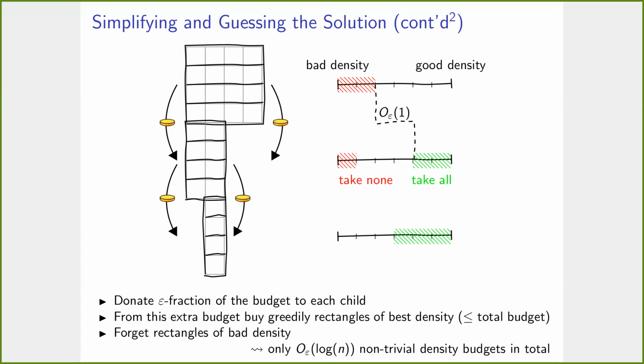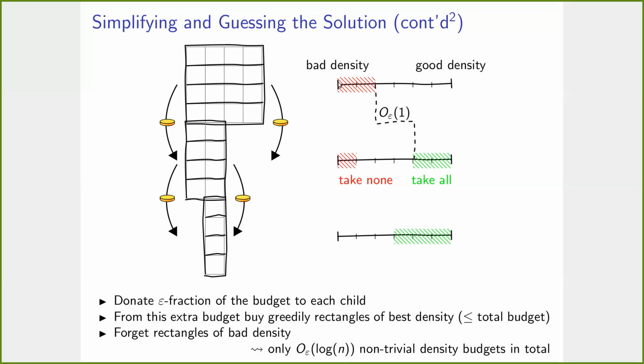Spending this extra budget and buying these very good rectangles allows us, on the other hand, to drop certain rectangles of the block above. So if we make sure that the block below bought extra rectangles with a very good density, this means it also covers a lot more of each of the rays. So then we can again drop some of the rectangles that have a very bad density in the block above.